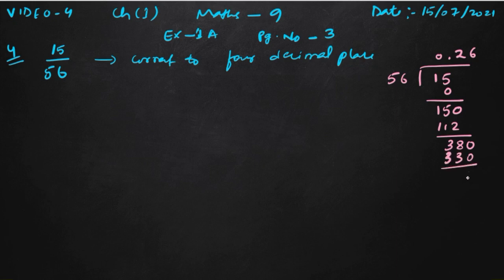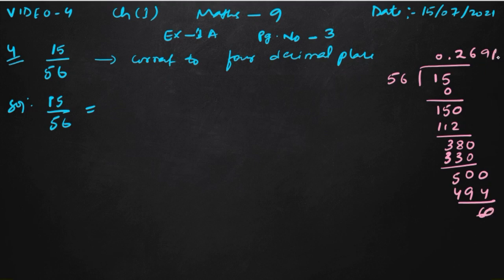Again for decimal we can put a 0. 56 nines, we will get 504. Remainder is 0. Then we have to write 15 by 56 as a decimal correct to 4 decimal places. So after the decimal we have 3 digits. Again for decimal we put a 0, and 56 ones are 56. Remainder is 4. So correct to 4 decimal places we have 0.2691. This is the correct answer. In this way you have to divide it.